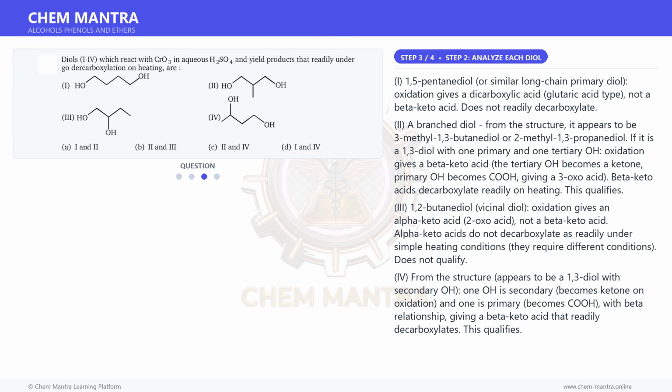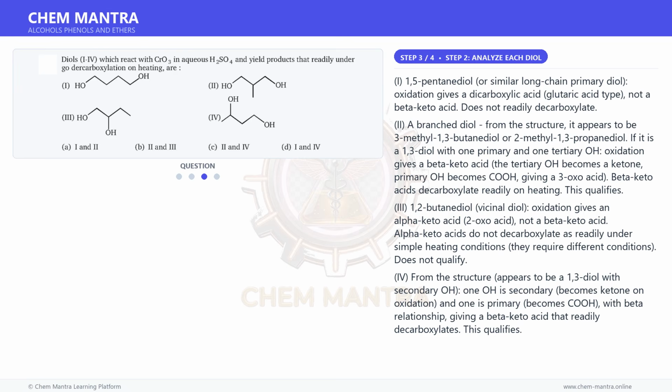2. A branched diol. From the structure, it appears to be 3-methyl-1,3-butanediol or 2-methyl-1,3-propanediol. If it is a 1,3-diol with one primary and one tertiary OH, oxidation gives a beta-keto acid: the tertiary OH becomes a ketone, the primary OH becomes COOH, giving a 3-oxo acid. Beta-keto acids decarboxylate readily on heating. This qualifies.